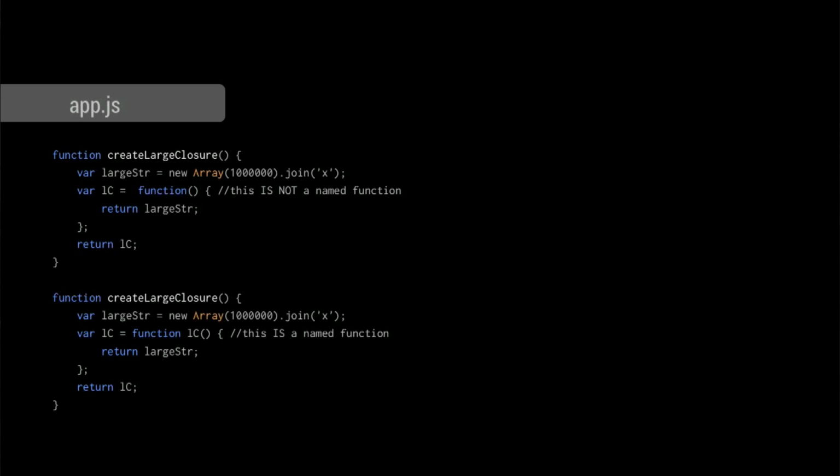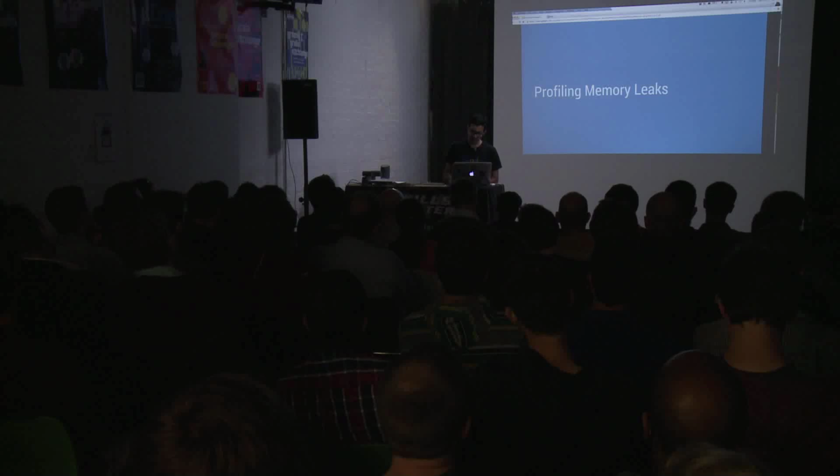In this case, we've got two examples. I know this is a little bit hard to see. At the top, we're basically saying var lc equals function, which is not a named function. In the bottom, we're saying var lc equals function lc, which is a named function. The second one will show up as a labeled thing inside the heap snapshot, so you can easily stay on top of that.